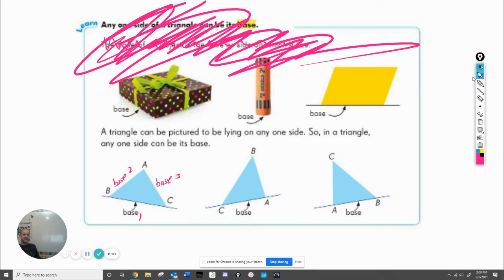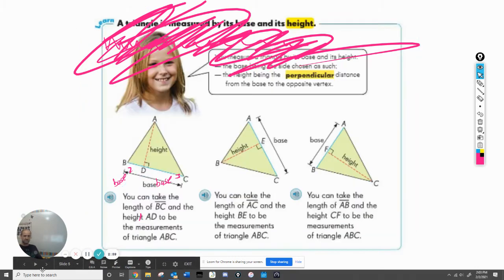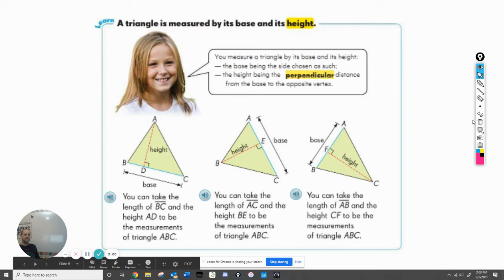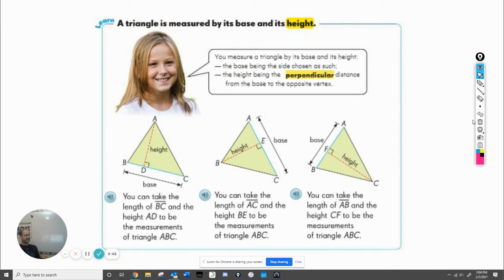So the base is any side of a triangle. Seriously, dude. Now here's where it gets funky. A triangle is measured by its base and its height. The base is any chosen side.